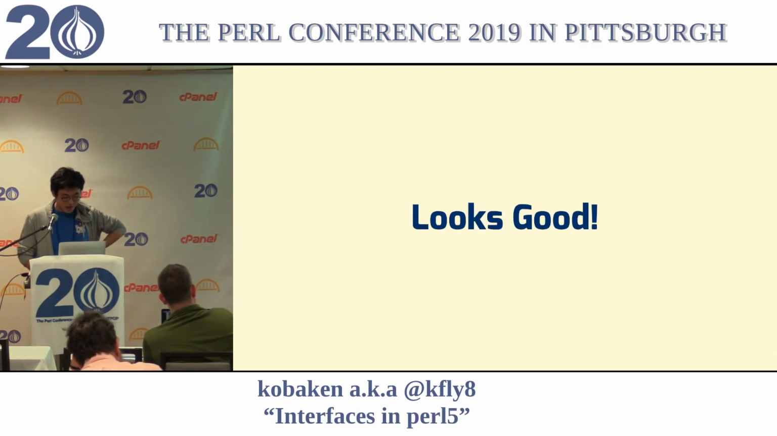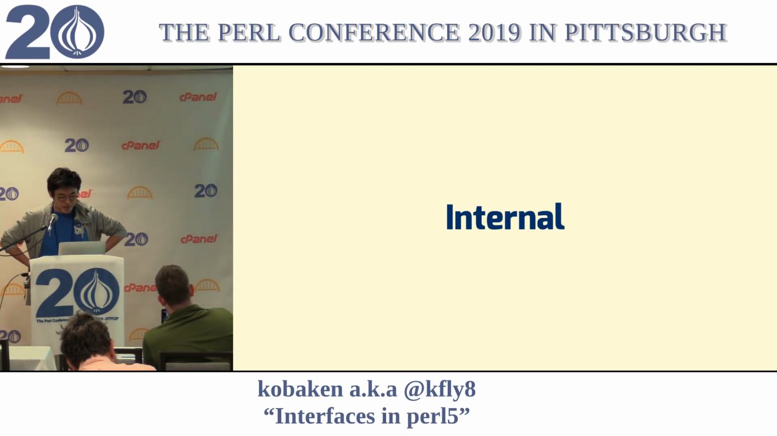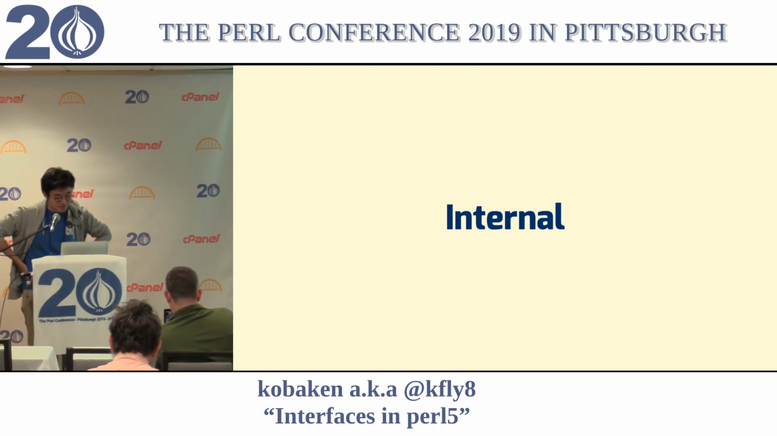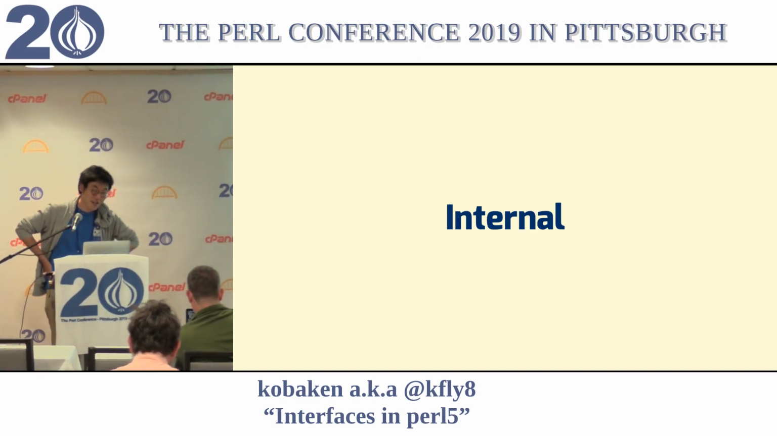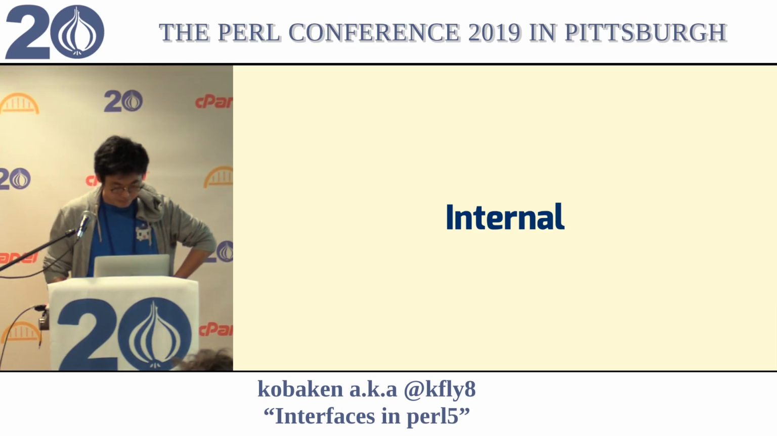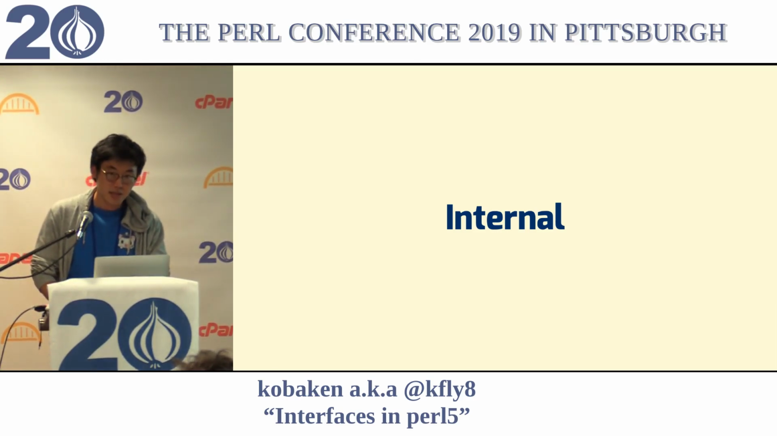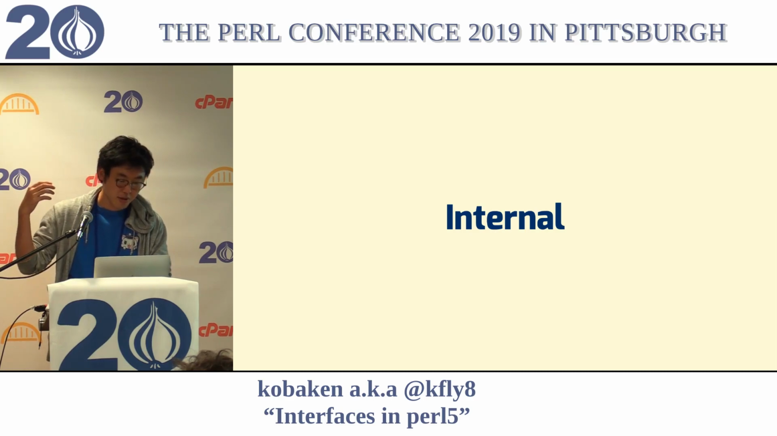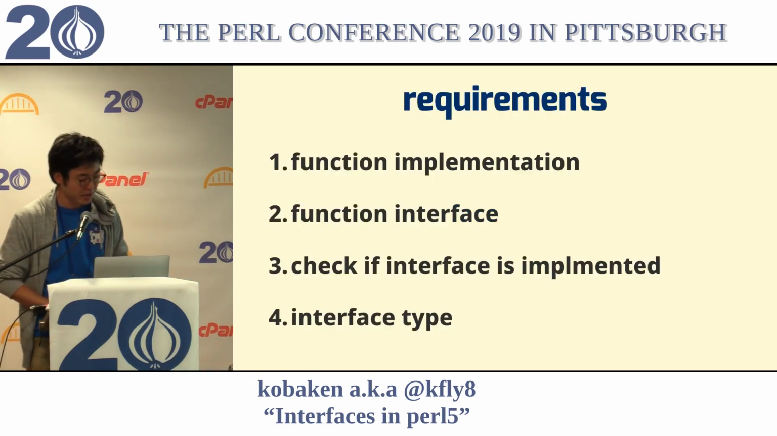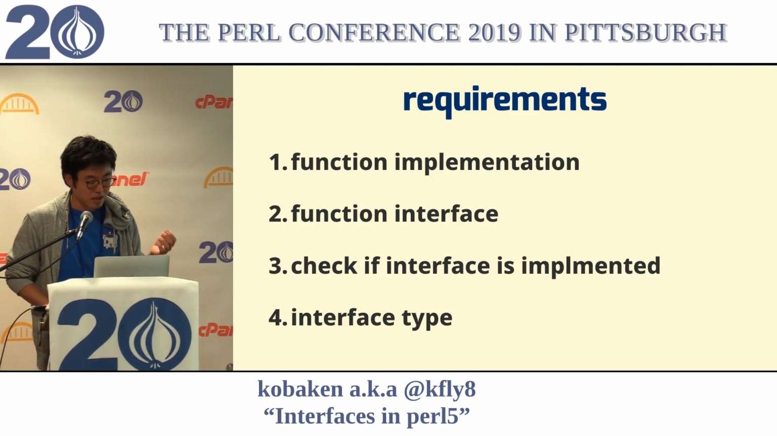So I would like to talk about the contents of the strange mechanism from here. Do you want to hear about the mechanism? It's strange, if it is myself. So I think I'll talk about the internals. I think the function interface is on the shoulders of giants, and you can see that it is a simple creation. There are 4 requirements: function implementation, the interface, checking if the interface is implemented, and the interface type.